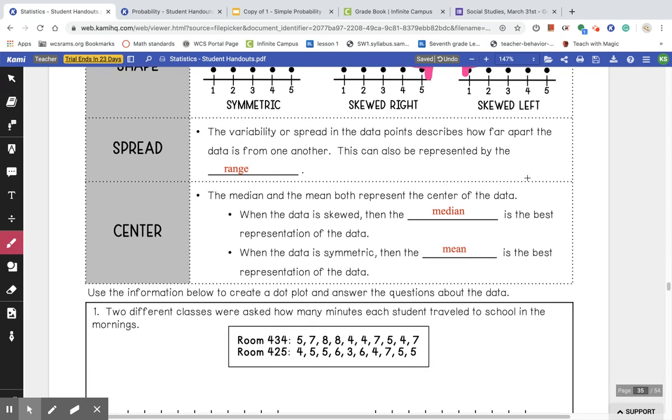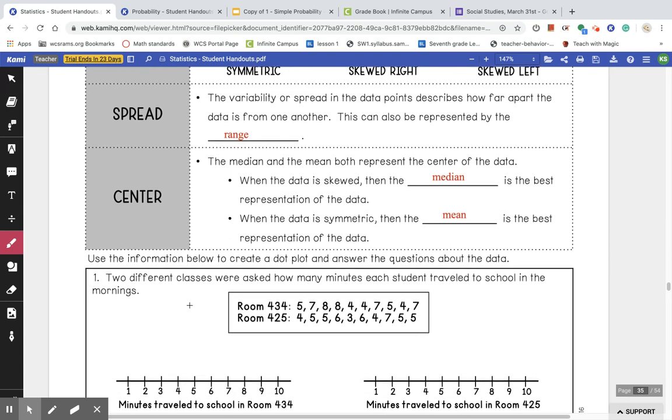So spread. The variability or spread in the data points describes how far apart the data is from one another. This can also be represented by the range. So remember, when finding the range, you have to take your greatest piece of data and subtract it by your smallest piece of data.